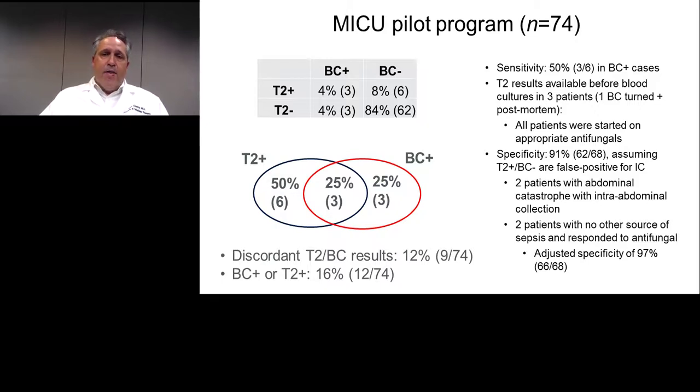And then in 2 other patients, there was not a definitive etiology of sepsis that was identified. However, patients did respond to antifungal therapy. So if you consider these 4 patients as possibly having had undiagnosed candidiasis, the adjusted specificity of the test would have been 97%.